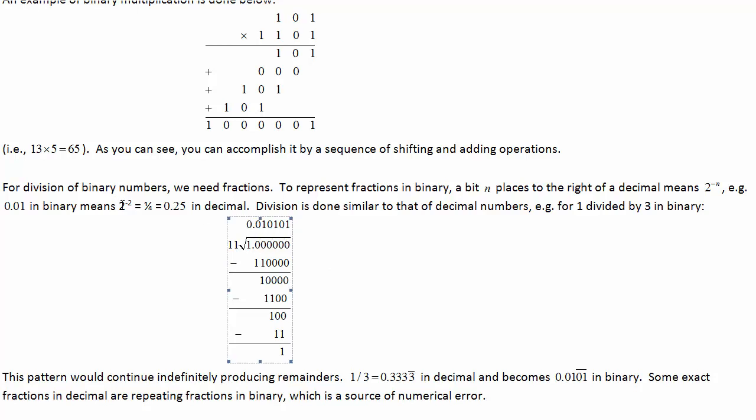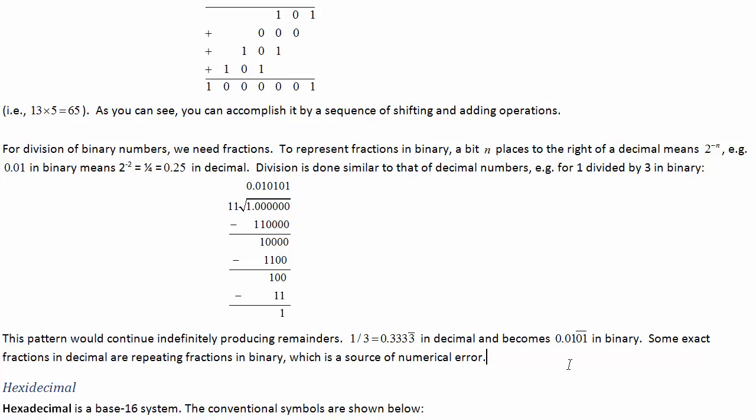A third in binary is, 1 divided by 3, and we get 0.01 repeating. Now that's maybe not surprising. A third is a repeating decimal in base 10 as well. But one thing that's important to note is that numbers that are terminating in base 10 often are repeating in binary. So it's possible to perfectly represent the number 0.1 in base 10, but in binary that turns out to be an infinitely repeating decimal. So this is a source of numerical error.